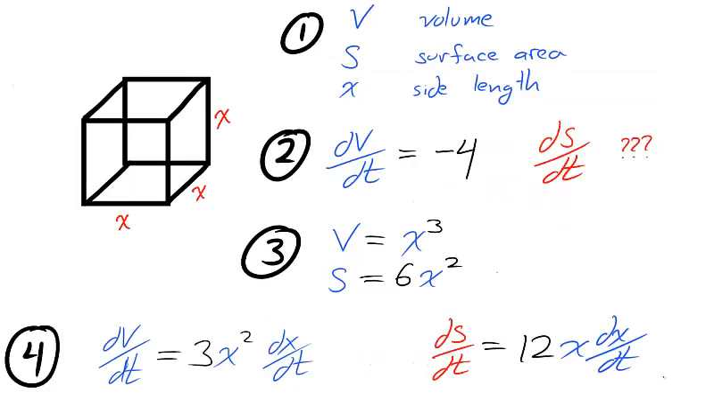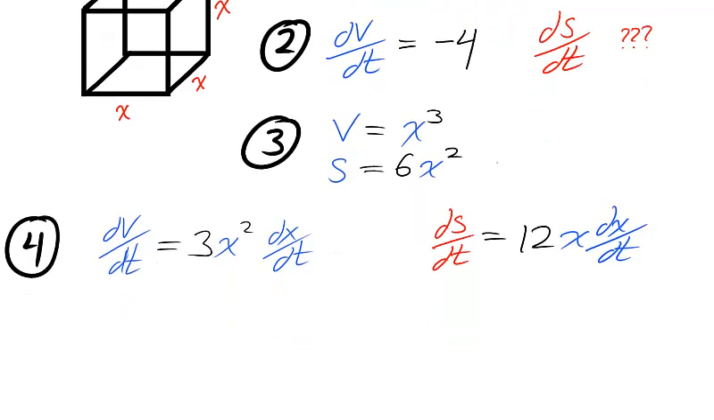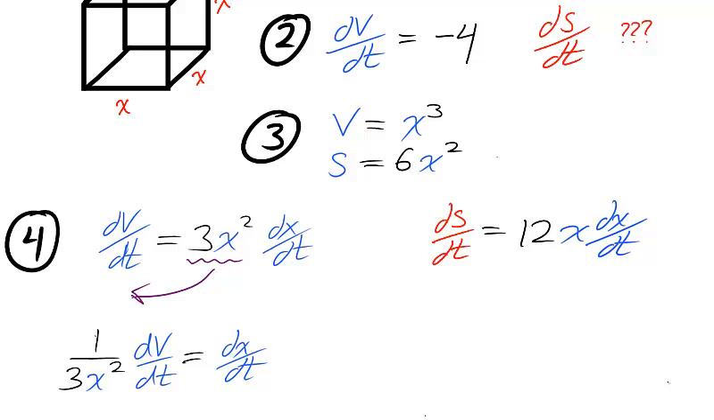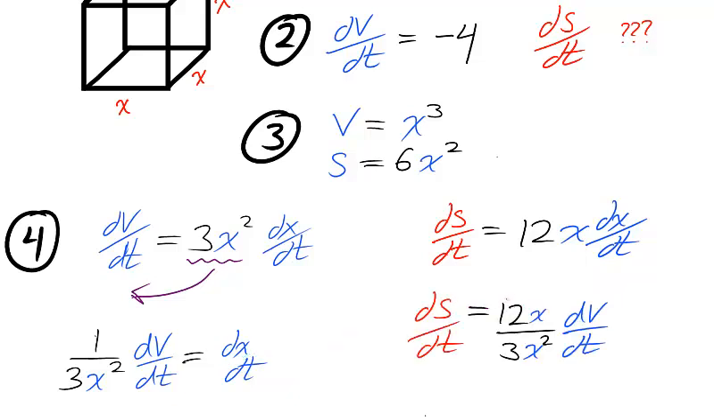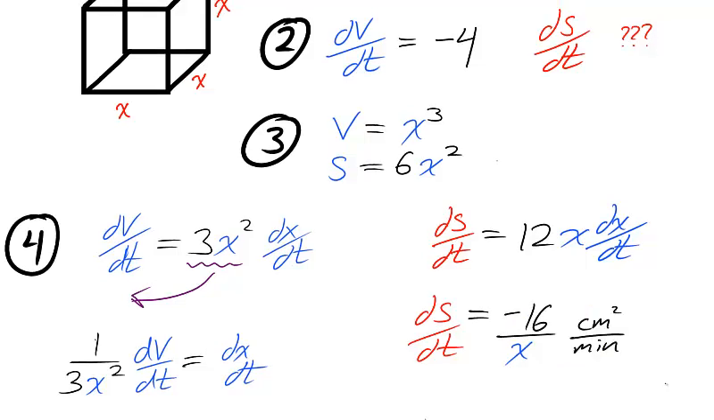Four. We differentiate both equations with respect to time t. Our goal is to calculate dS/dt, the change in surface area with respect to time, and we are given information about dV/dt. Manipulate the equation, divide both sides of the first equation by 3x squared, and substitute for dx/dt. And cancel.